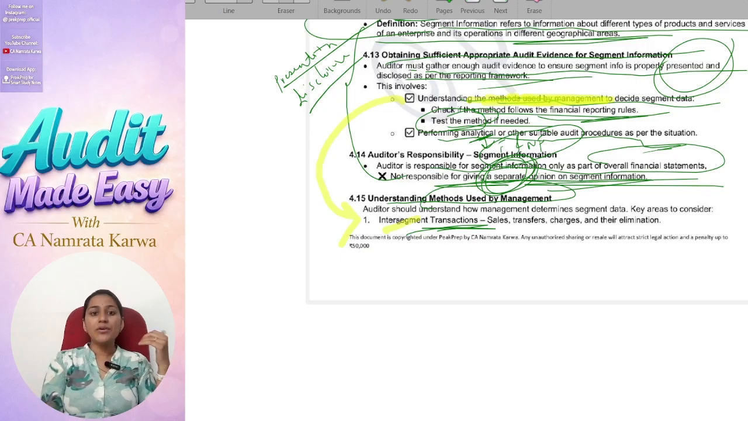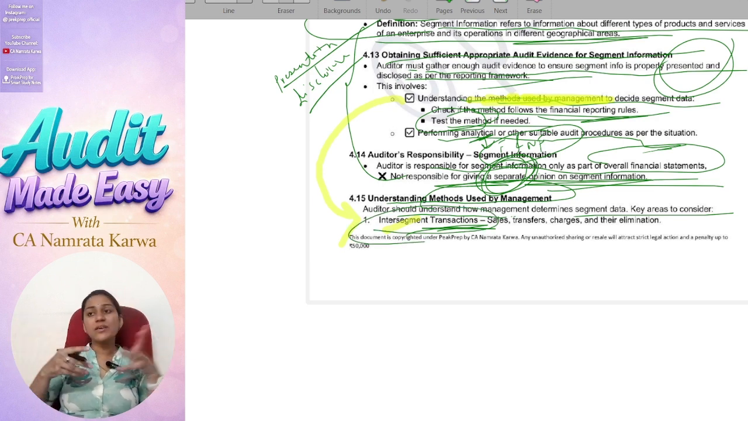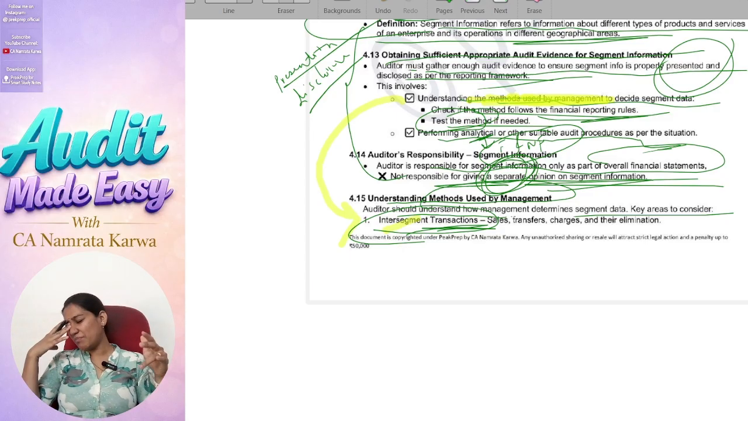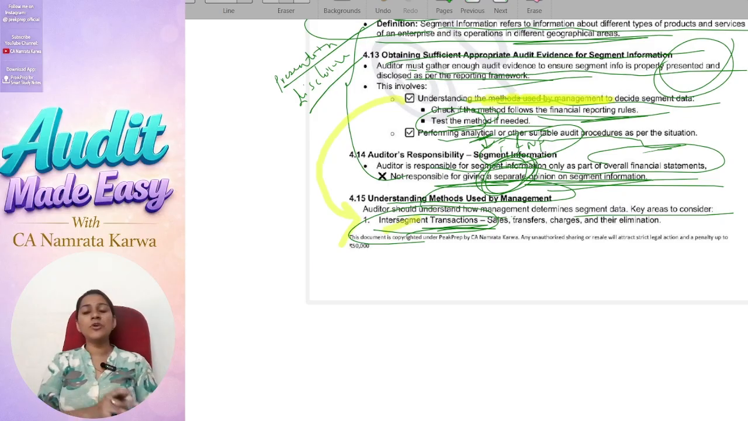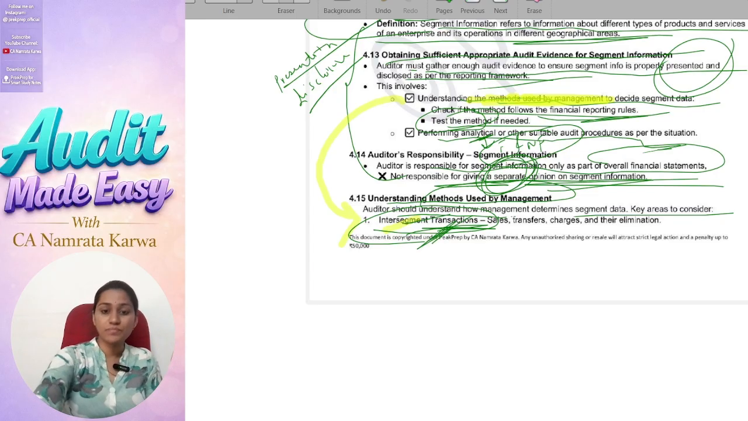Auditors should understand how management determines segment data. Key areas to consider: inter-segment transactions. Whenever there are inter-segment transactions, we will be transferring the money, or doing the transfer entries. Transfer entries are nothing but some kind of inter-segment transactions, a very easy thing to understand. So we will be checking the inter-segment transactions.